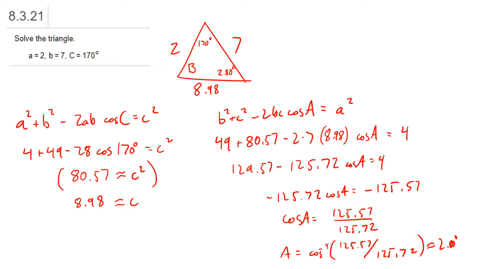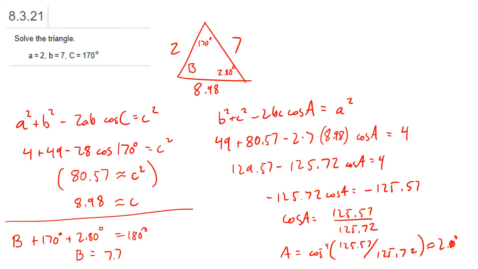And now we just have one more angle to find, but don't overthink it. If you know two angles, you can find the last missing angle by doing the fact that all three must add up to 180 degrees. So in the bottom left here, capital B plus 170 degrees plus 2.80 degrees must equal 180 degrees. Therefore, B is equal to 7.20 degrees. Go ahead and stick that in there.